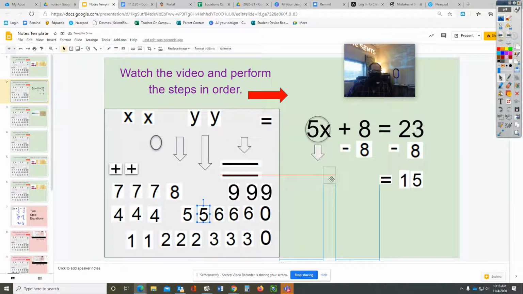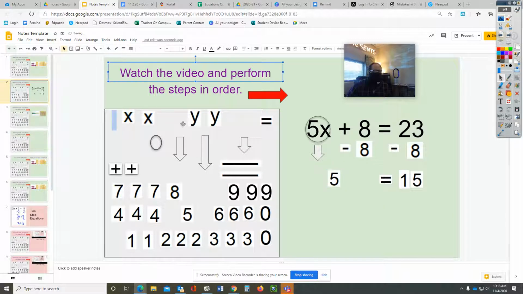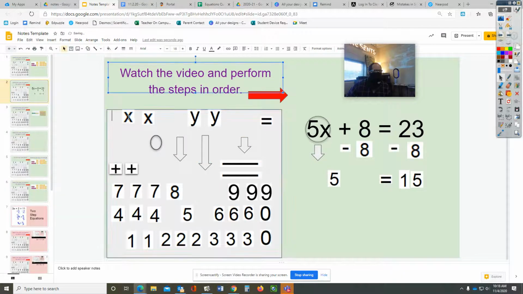And I'm just going to rewrite it over here as 5x, which now equals, oh, it's doing this to me again. Come on now. I don't want to have to redo this video again. There's my x. Okay, we're just going to power through this. All right, so now I'm going to bring my x over here, and it's going to be 5x equals 15.